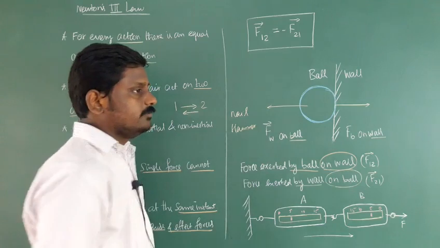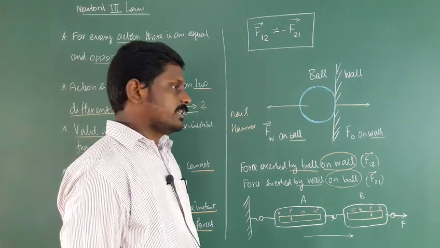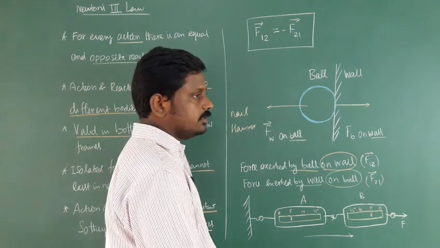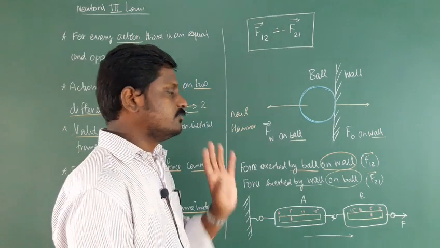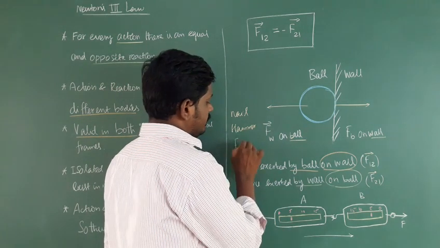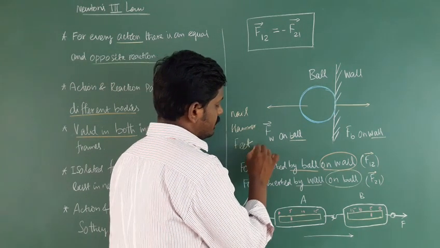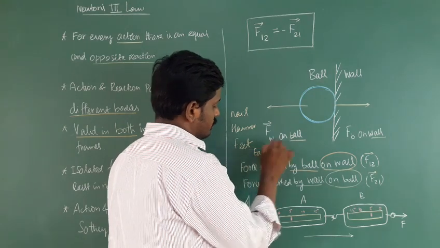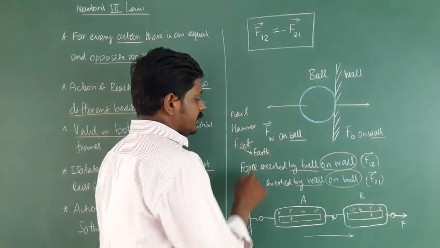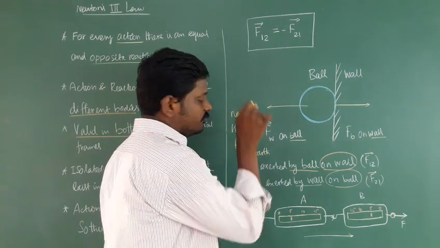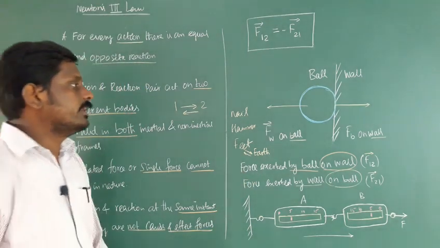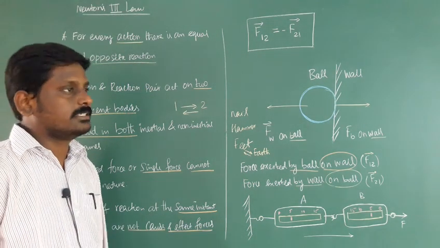Another example, we are walking. There is a force exerted by the feet on the ground, and the earth exerts a force on the feet. Only then can we walk. The force exerted by the feet on the earth, and at the same time the earth exerts a force on the feet, is an action and reaction pair. So many examples are there. For every action there is an equal and opposite reaction.